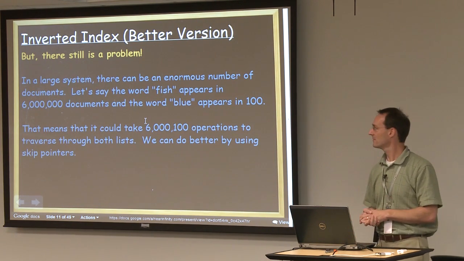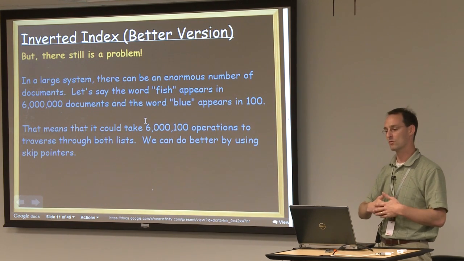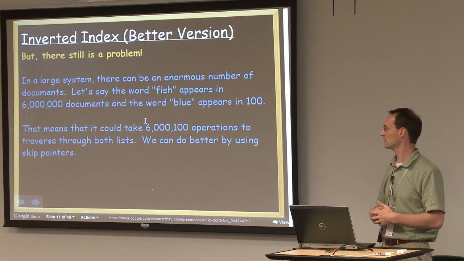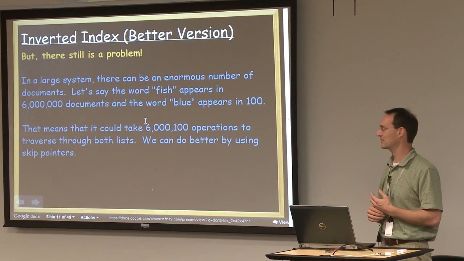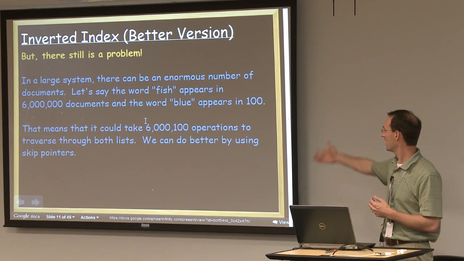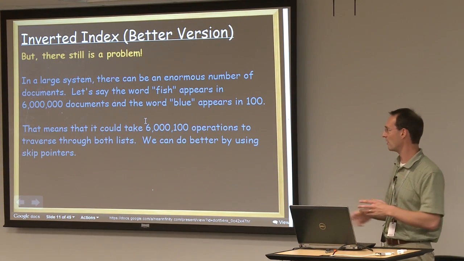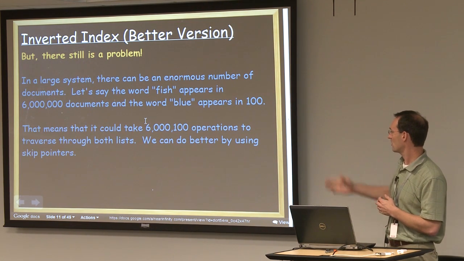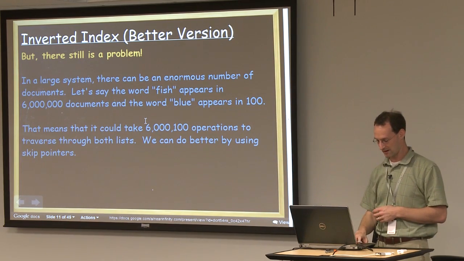But we still have a problem. In a large system, there can be an enormous number of documents. So even though we're starting in the correct order and trying to do the least amount of work possible based on the document frequency of the term, you still could have, and those of us on the Clicks team are quite familiar with large data sets, a situation where fish appears in 6 million documents, which is small in a lot of terms, and the word blue appears in 100. So we could need to go through over 6 million operations if we had to end up traversing the whole list to find something.